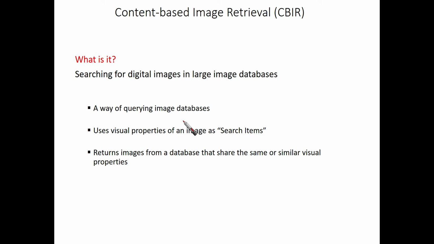And what is the search item here? The search item is basically the visual properties of the image. In return, the system checks the database for shared and common characteristics or visual properties, and then those images come back as the result. That's the main theme in content-based image retrieval.